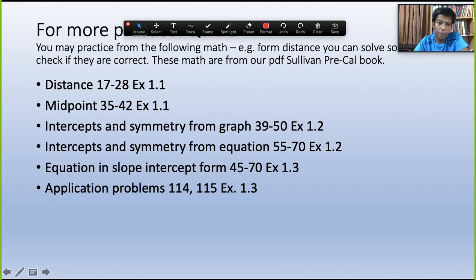These are the list for your more practice. Suppose you want to practice distance related maths, you can say, sir, I want to practice distance related maths. So from 1.1 you have to go to 1.1, question number 17 to 28. This math you should practice. Intercept and symmetry, you should practice this math. 1.2, you should practice this math. So this kind of math you can practice for the quiz.